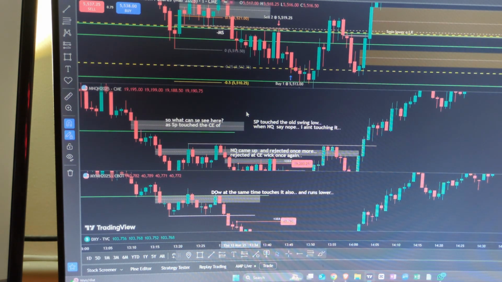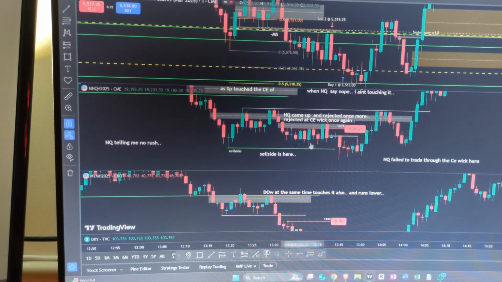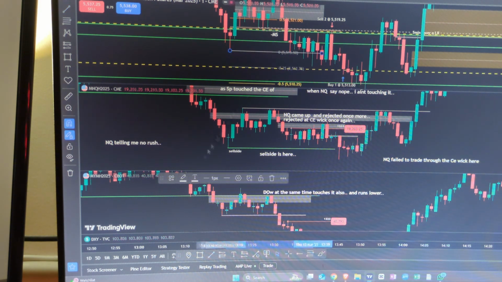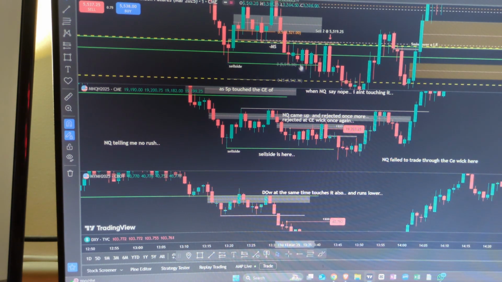At the same time, you can see Nasdaq didn't want to clear this same sell side. Are you seeing this? At this time, when S&P cleared the sell side, Nasdaq didn't. Nasdaq failed at this time. Then here, S&P cleared the sell side, but look at Nasdaq. Nasdaq was saying, no, I'm not going down yet.